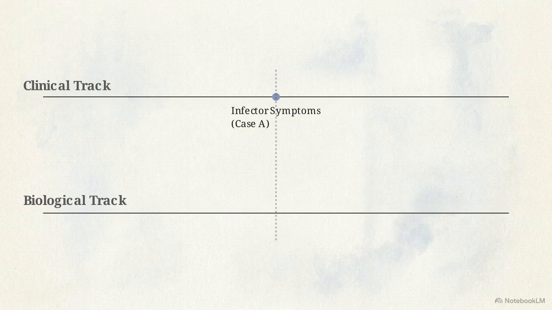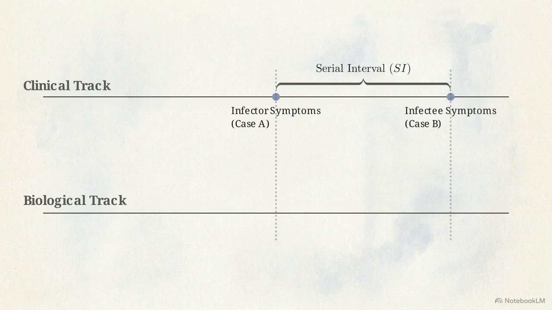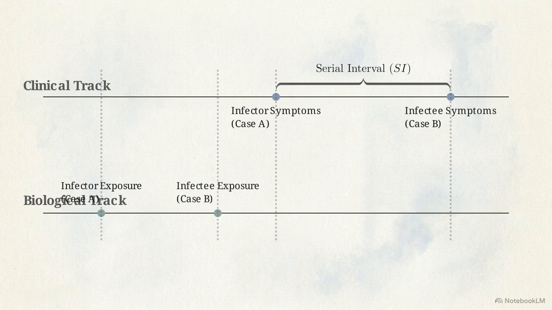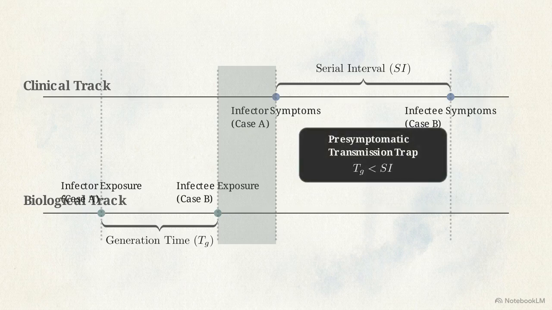The top track represents the serial interval, the clinically observable time between a primary case feeling sick and their secondary contact showing symptoms. The bottom track shows the generation time. This is the actual biological interval between the 2 moments of infection, which often happens invisibly, days before anyone feels ill. As this warning box highlights, when the generation time is shorter than the serial interval, we hit the presymptomatic transmission trap. People shed the virus and infect others before they ever show a symptom.